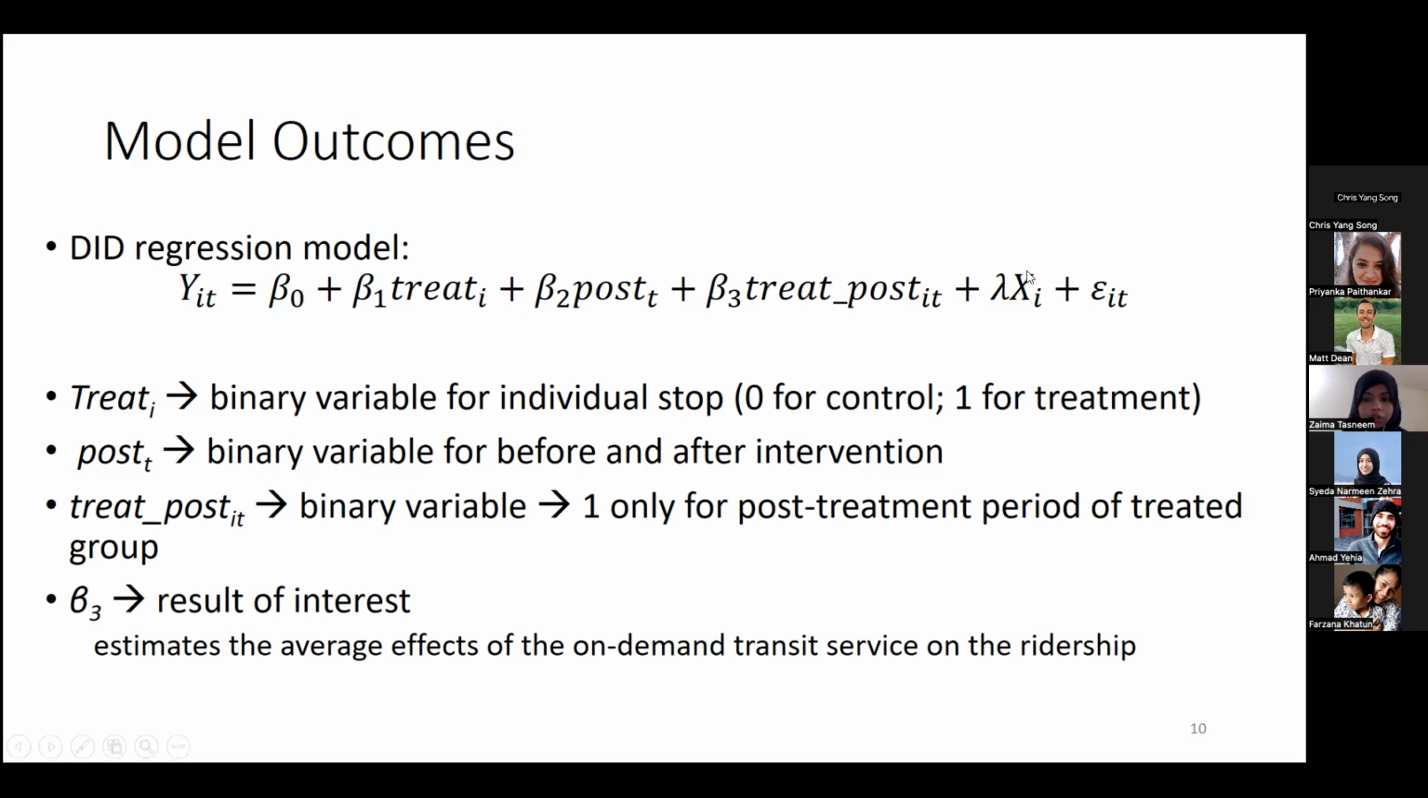X is all the control variables that are going to be used, which in our case are the amenities characteristics for each of the neighborhoods. And from here, beta 3 is our coefficient of interest, which is going to give us the estimate of the average effects of ODT service on the ridership.